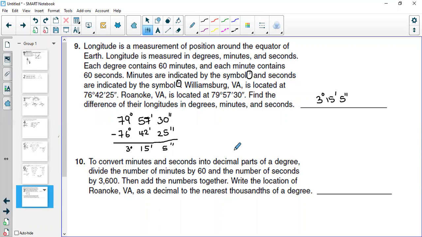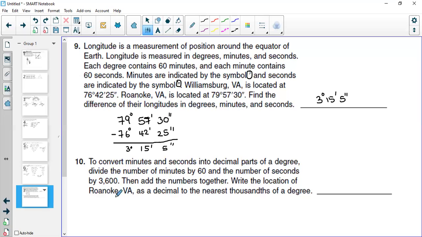That's it. This is, you could say, something they have just given you for getting information, because it's good to learn something new every time. So this is how you have to do it, just find the difference. That's it. To convert minutes and seconds into decimal parts of a degree, divide the number of minutes by 60 and the number of seconds by 3600. Then add the numbers together. Write the location of Roanoke as a decimal to the nearest thousandth of a degree.